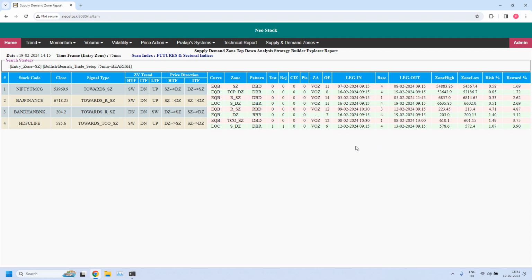And the reward is good in HDFC Life. We have a good reward, and even Bandhan Bank also we have a good reward, but risk is very high. That's why you need to fine tune and get the reward. When the risk is very high, you need to fine tune the zone properly. Bajaj Finance we have 2.62%. Risk is very minimal, and this stock is having a good reward. Good RR is there already.